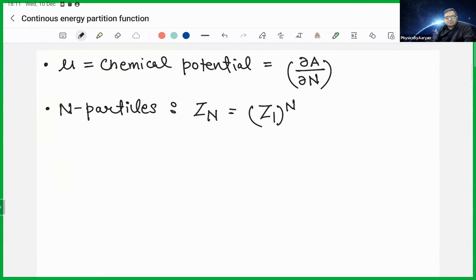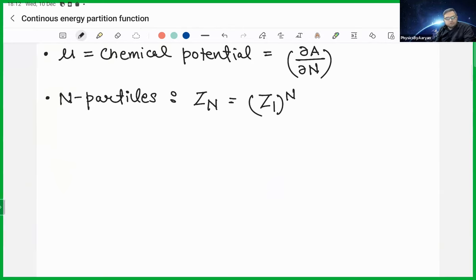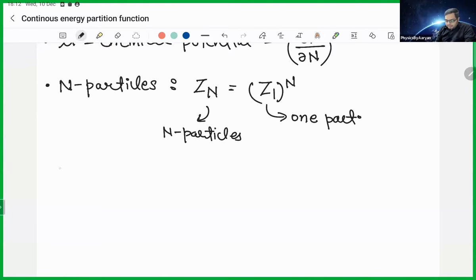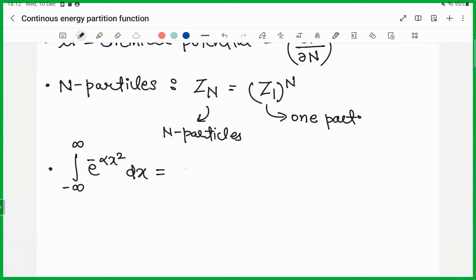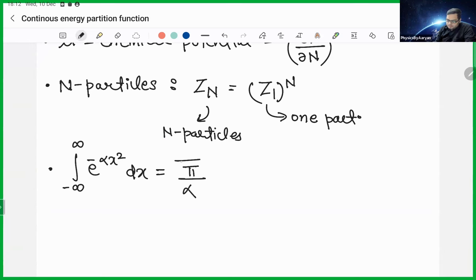Other than that, one very interesting integral also we use in this theorem. Z1 is the partition function for one particle. Listen very carefully, one particle. And this is the partition function for n particles. Perfect. Now, another very interesting integral that we use in our questions is this. Can anyone tell me what will be the value of this? Yes, root pi by alpha. Very good. So this integral, you will be using it a lot.